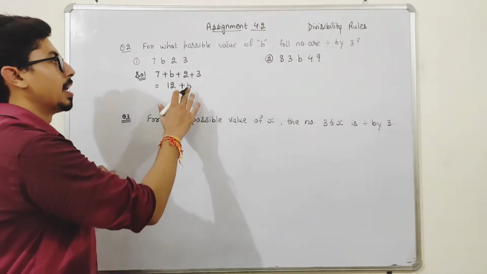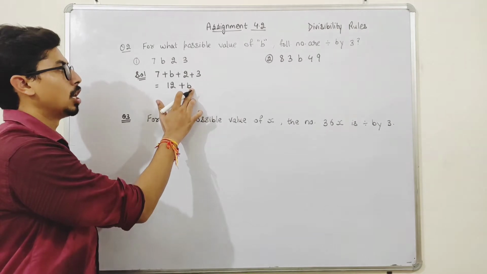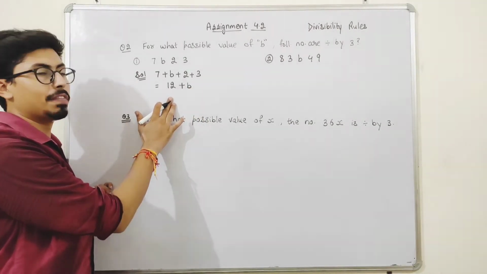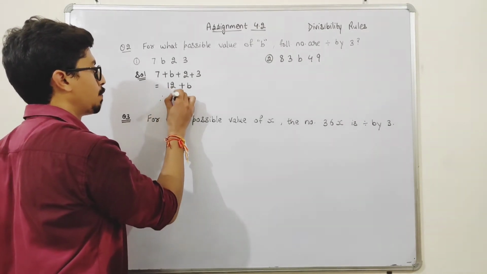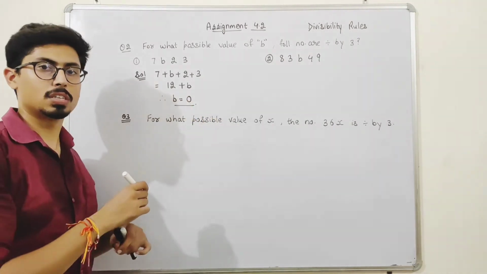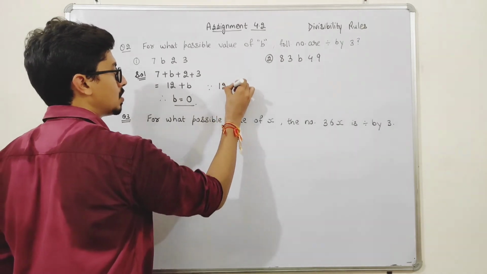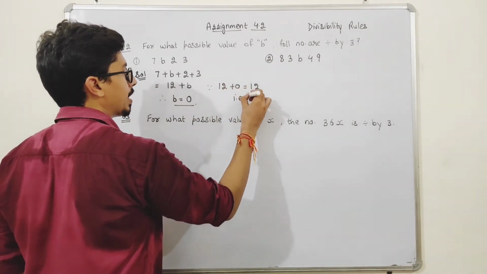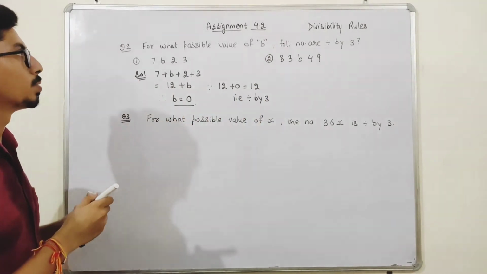Now see, if I take b as 0, 12 plus 0 is 12 and 12 is divisible by 3. Therefore b equals 0 is our required answer, because 12 plus 0 is 12, that is divisible by 3. So our required answer is 0.